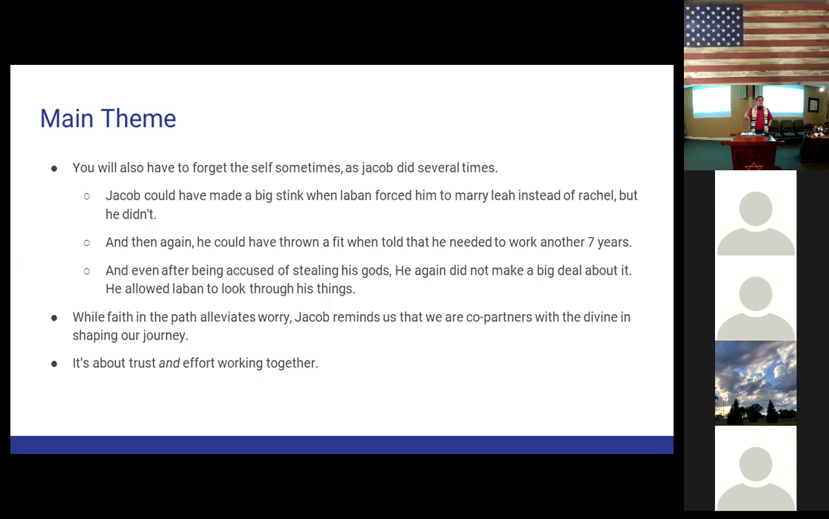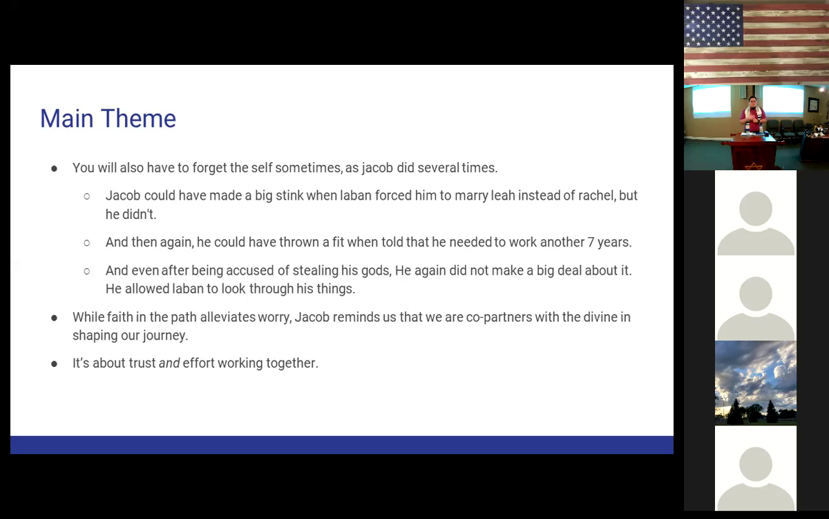And then even after being accused of stealing Laban's gods, he did not immediately get angry at Laban and entertained the idea that maybe he did. He lets Laban go through his things. And only after Laban looks through all his things and finds that his idols aren't there does he get angry.